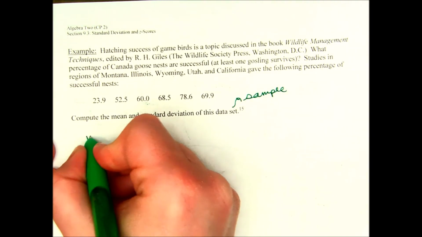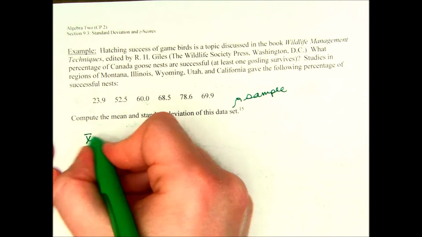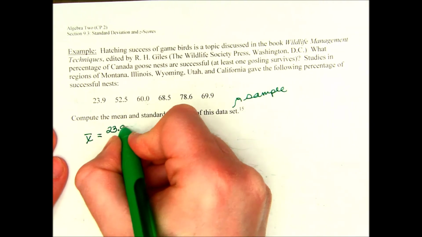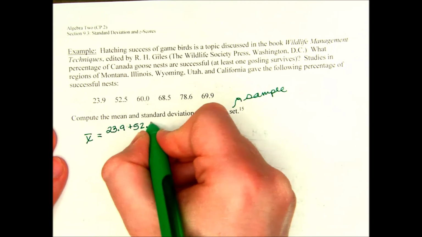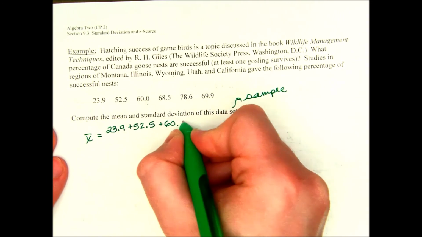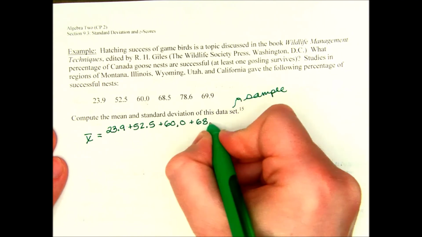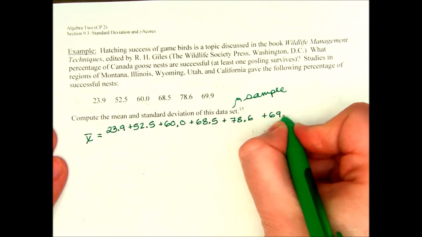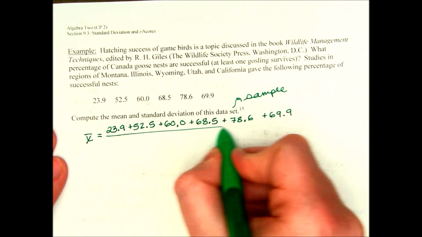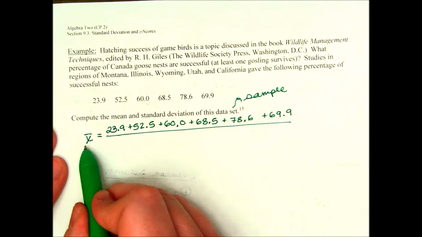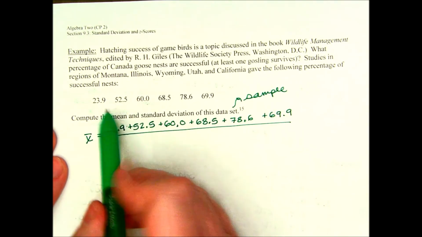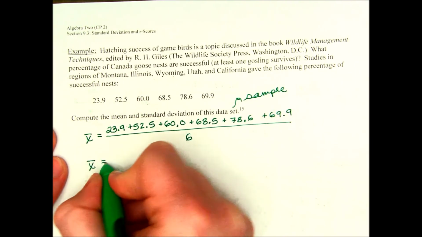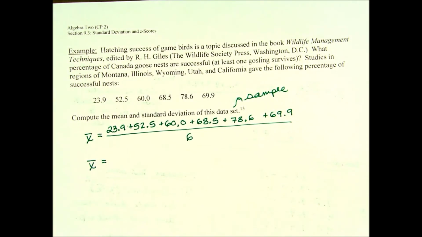This is a sample. So I need to use my sample formulas. First, I'm going to find my mean, my x bar. I'm going to add up those data values and divide by the number of values. So 23.9 plus 52.5. Yes, I will need to see this work when you do the homework. There will only be 2, maybe 3, where you need to write all this stuff out, but I do need to see these calculations. My formula for the mean is divided by little n, not little n minus 1. So 1, 2, 3, 4, 5, 6. There are 6 things. Go to your calculator, do the addition, do the division, and let's see what happens here.